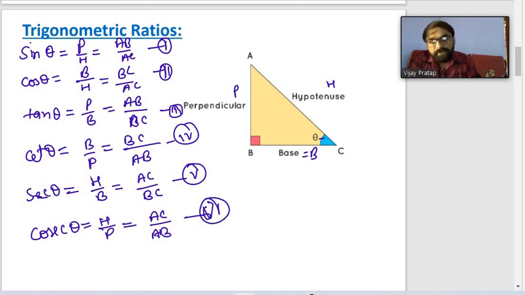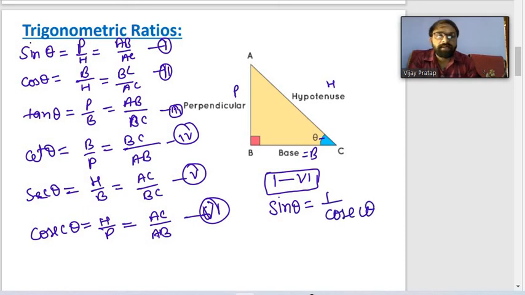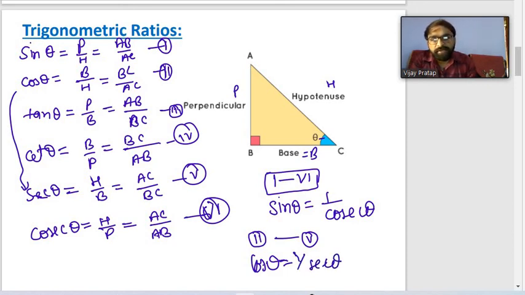From the first and sixth ratios, we get perpendicular and hypotenuse; both are reciprocals of each other. Sine theta is AB upon AC and this is AC upon AB, so sine theta equals 1 upon cosec theta. Similarly, from the second and fifth, we get h upon b and b upon h, which are reciprocals, so cos theta equals 1 upon sec theta. And from the middle two, third and fourth, perpendicular upon base and base upon perpendicular, tan theta equals 1 upon cot theta.